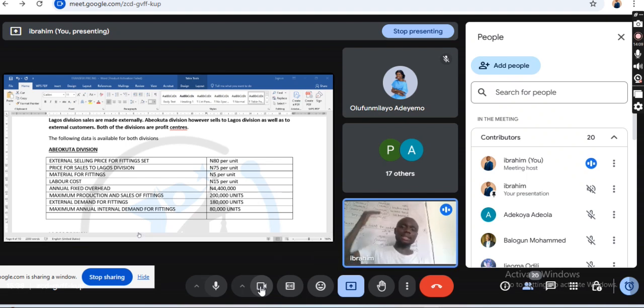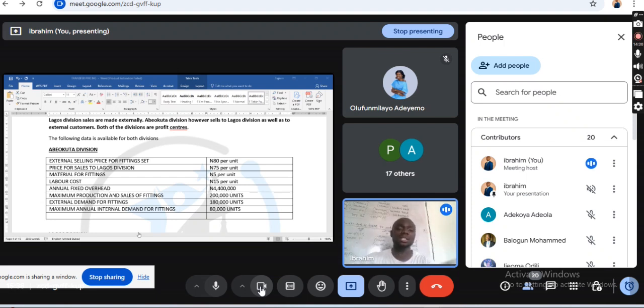Then the maximum annual internal demand is 80. So which means that external will take 180, internal will take 80, and you only have the capacity to produce 200 units. How will you allocate this? That is the question. Then who will settle this fight?